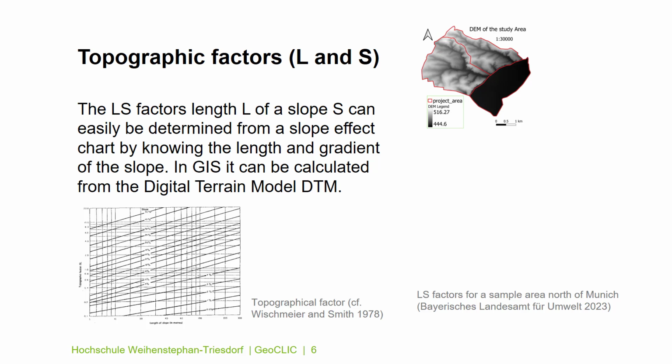Then, perhaps most interesting from a GIS perspective, we have the topographic factors L and S. L is the length of a slope, and S is the slope itself. L and S can be derived from the digital elevation model. There's an example on the top right in GIS. It's particularly easy in QGIS, and I will show how to do this in a separate video with a hands-on exercise in QGIS.